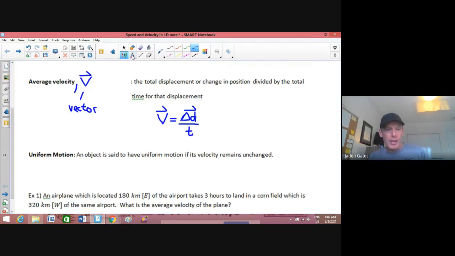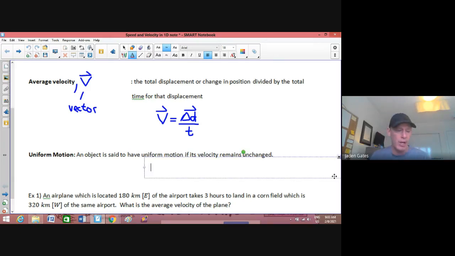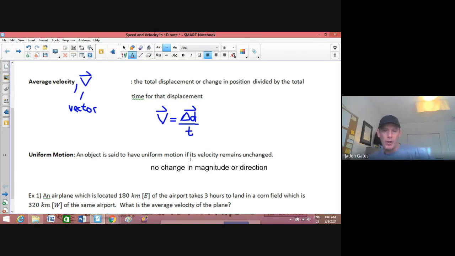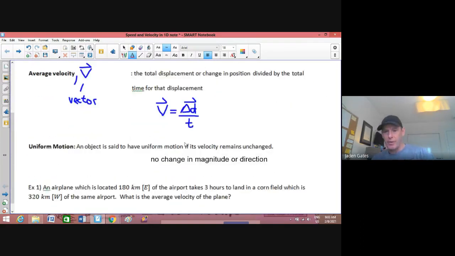Now, the other thing is uniform motion. An object is said to have uniform motion if its velocity remains unchanged. Because there are two aspects of velocity, that means there are two things that can't change: there is no change in magnitude, or size, or direction. So you keep going the same direction and the same magnitude. We're going to look at these two definitions, finding speed and velocity.